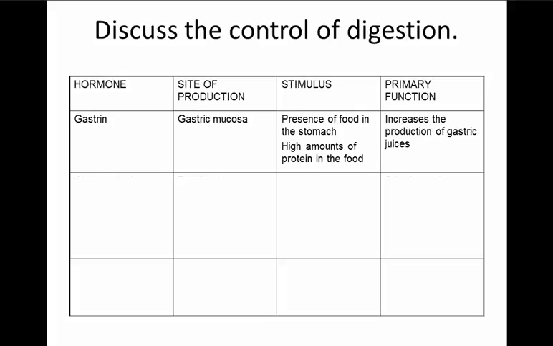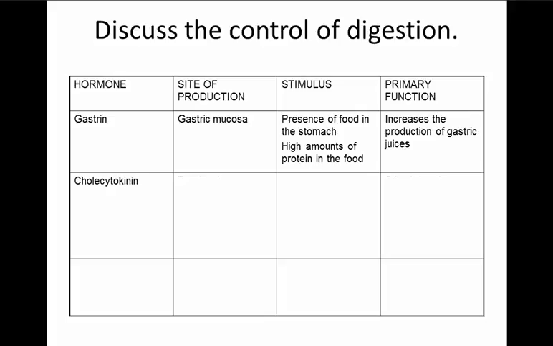The gastric mucosa releases gastrin, and this increases production of gastric juices within the stomach itself. It starts producing the enzymes, proteases, and HCl, and the other chemicals that we've discussed already, in order to help digest the food that has arrived in it.